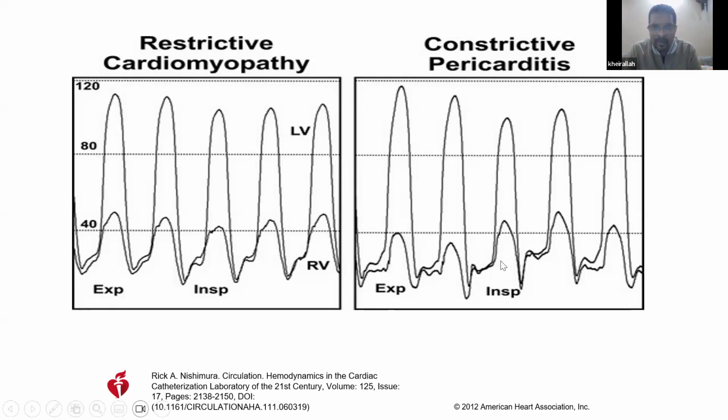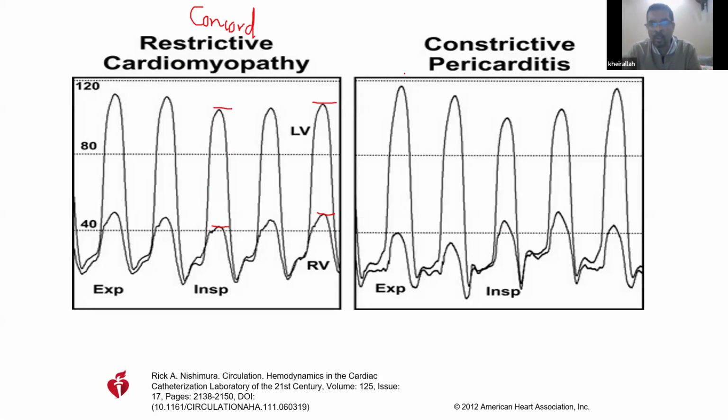Now look at the difference here. The LV pressure is high and the RV pressure is high. The LV pressure is low and the RV pressure is low. So what do I have here? I have LV RV pressure concordance. They go up together and come down together, concordance.